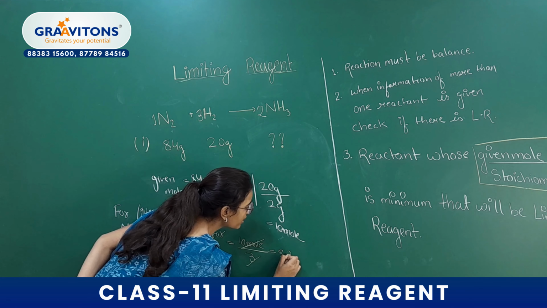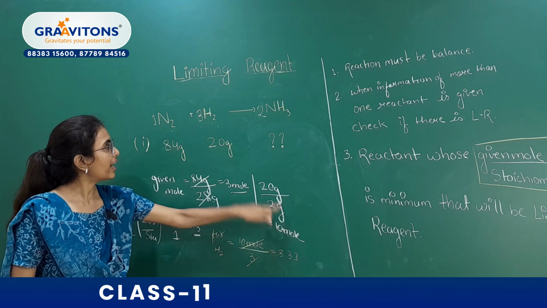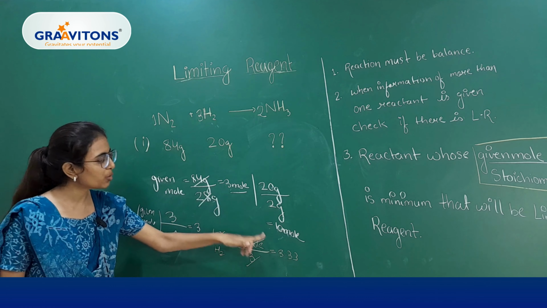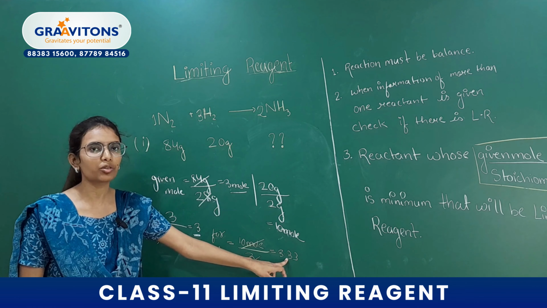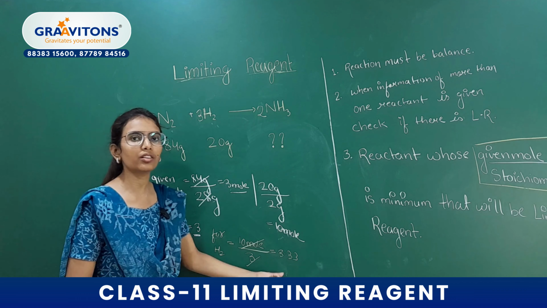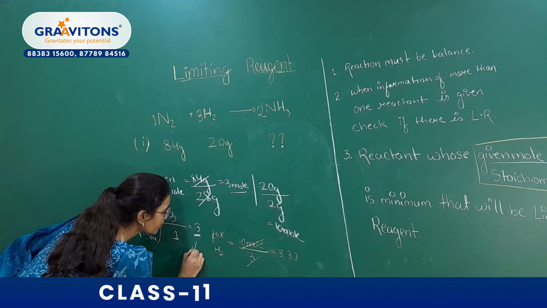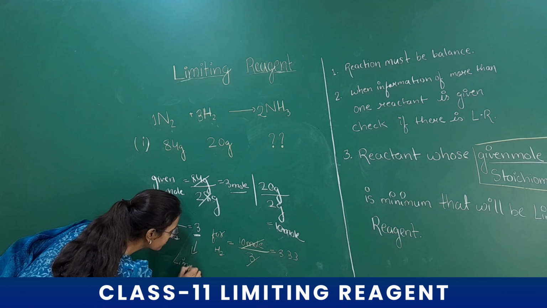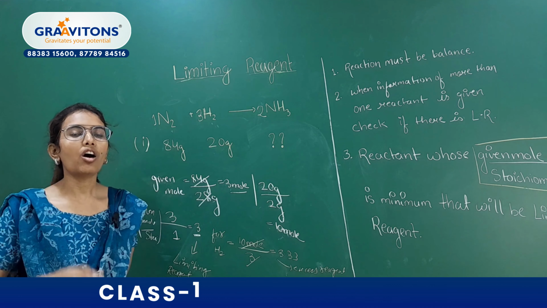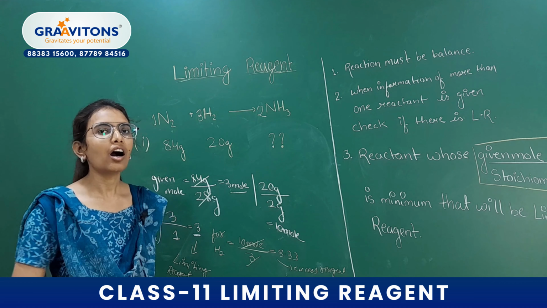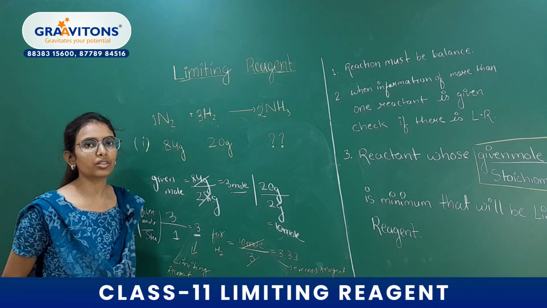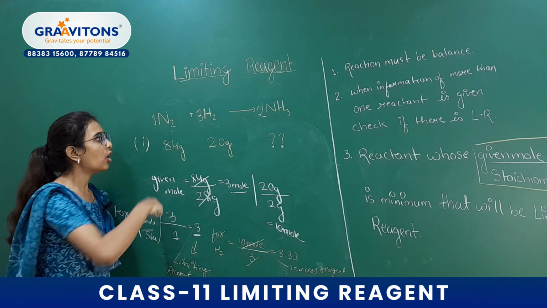It will be 3.33. Initially it looks like hydrogen is in excess and nitrogen is our limiting reagent. Now check: once you divide by stoichiometry, hydrogen comes out 3.33 and N2 comes out 3. Whose ratio is minimum, 3.33 or 3? Definitely 3. So N2 will be our limiting reagent, and hydrogen will be the excess reagent. Remember one thing: the limiting reagent always decides how much product will be formed. Our nitrogen is the limiting reagent, so nitrogen will decide how much ammonia will form.